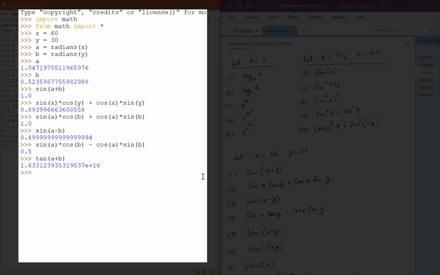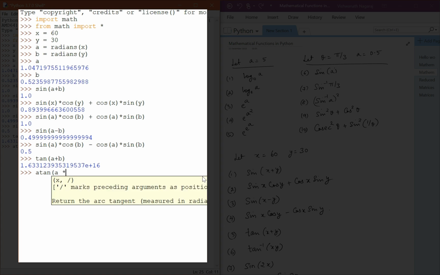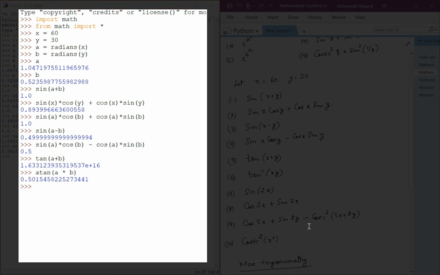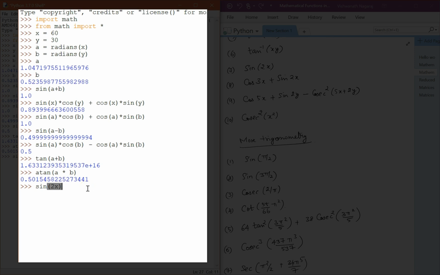Okay, what about tan inverse? Again, atan of A times B. Now sine 2x, let's not say 2x, let's say 2 times A, in radians. Now we know the formula for sine 2A: 2 times sine A times cos A. Exactly the same values except the last digit.